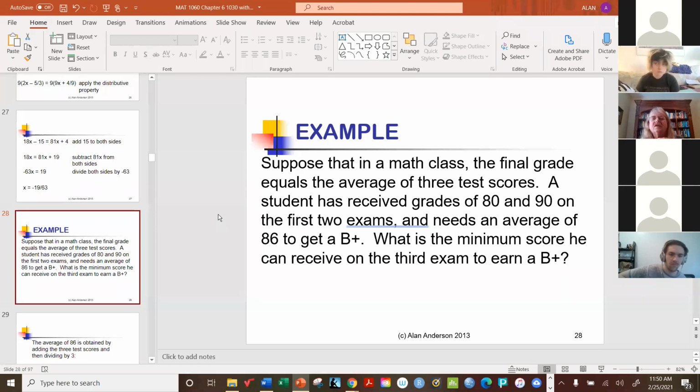Imagine the following situation. There's a math class, and the final grade equals the average of the 3 test scores. A student has already received grades of 80 and 90 on the first 2 exams and needs an average of 86 to get a B+. What is the minimum score he can receive on the 3rd exam to get that B+?